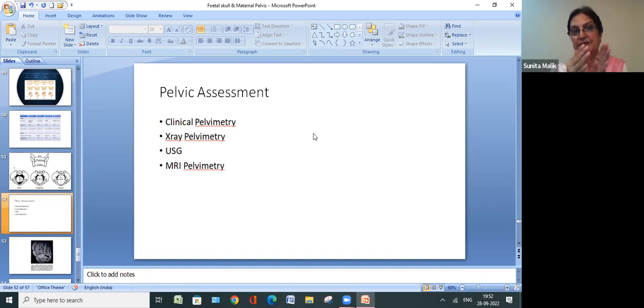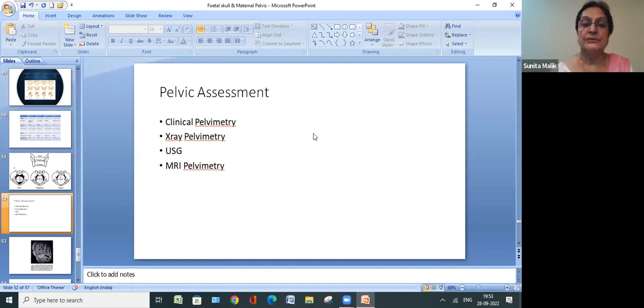In relation to the pelvis, the best is MRI pelvimetry if you have a doubt, but of course this is not done routinely. But in some institutions where you have a doubt, where you want to do a trial of labor, and it's freely available, and the radiologist is well versed with MRI pelvimetry, then it can be done.